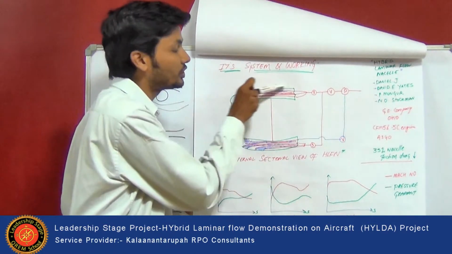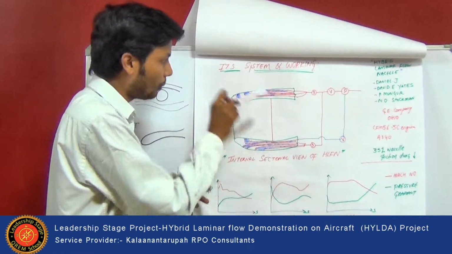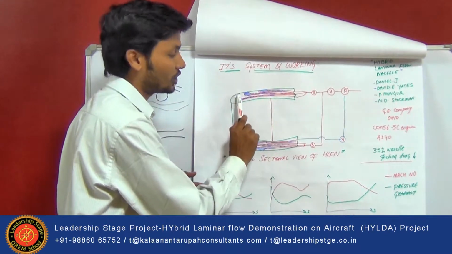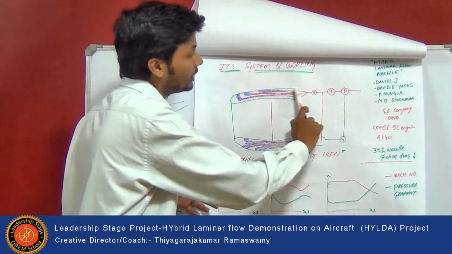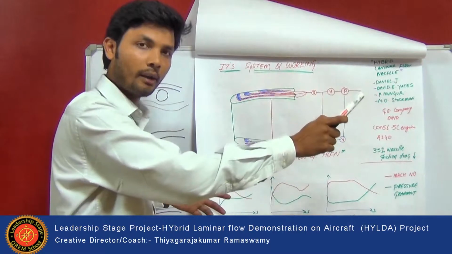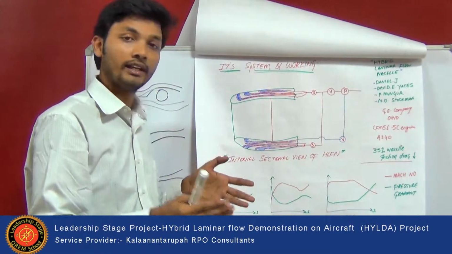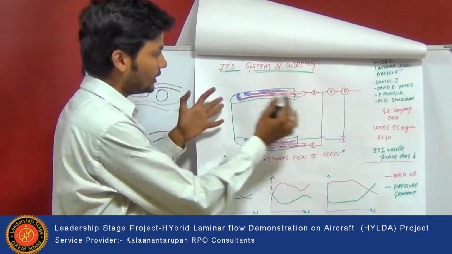Only the outer surface will be open. The outer surface will be open because the whole air cutting the outer surface can be controlled by suction of the air over here. So the whole process will give the profile of a laminar flow. So this profile will reduce the drag, which will directly increase the efficiency. So this is the working, actually.